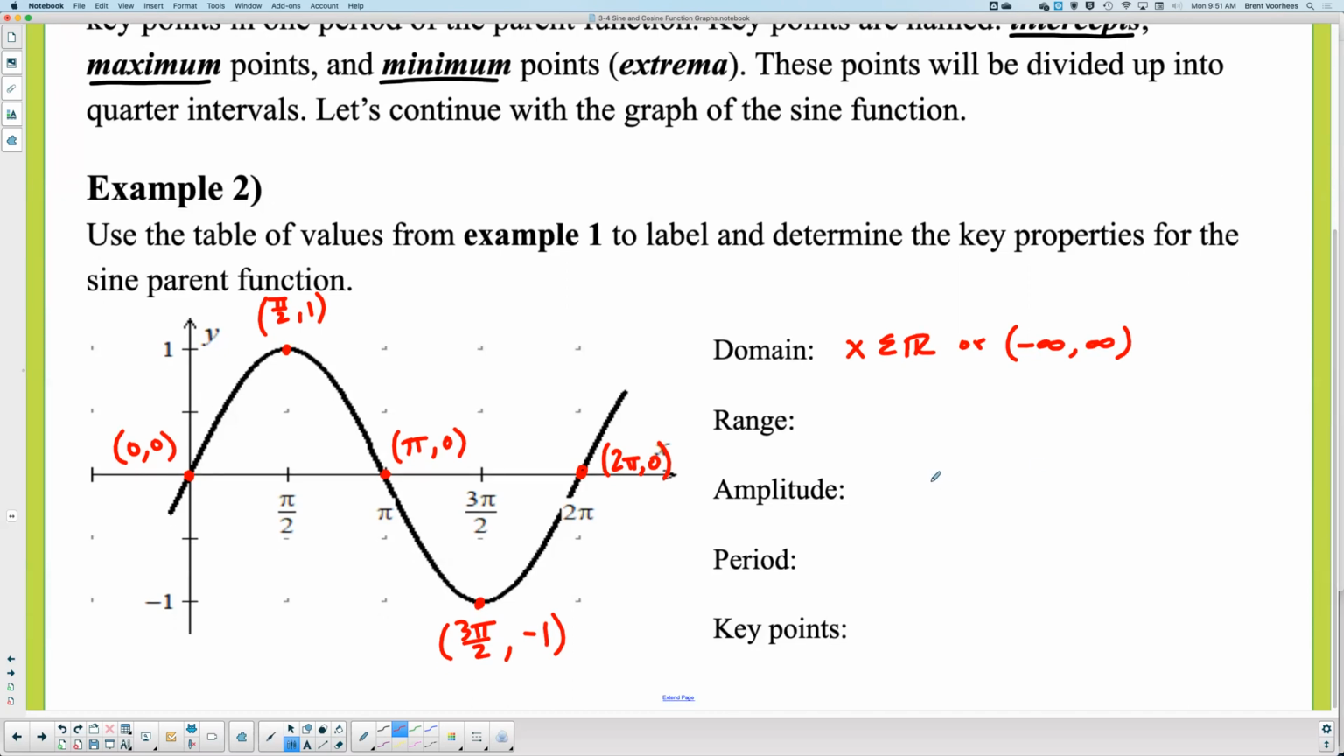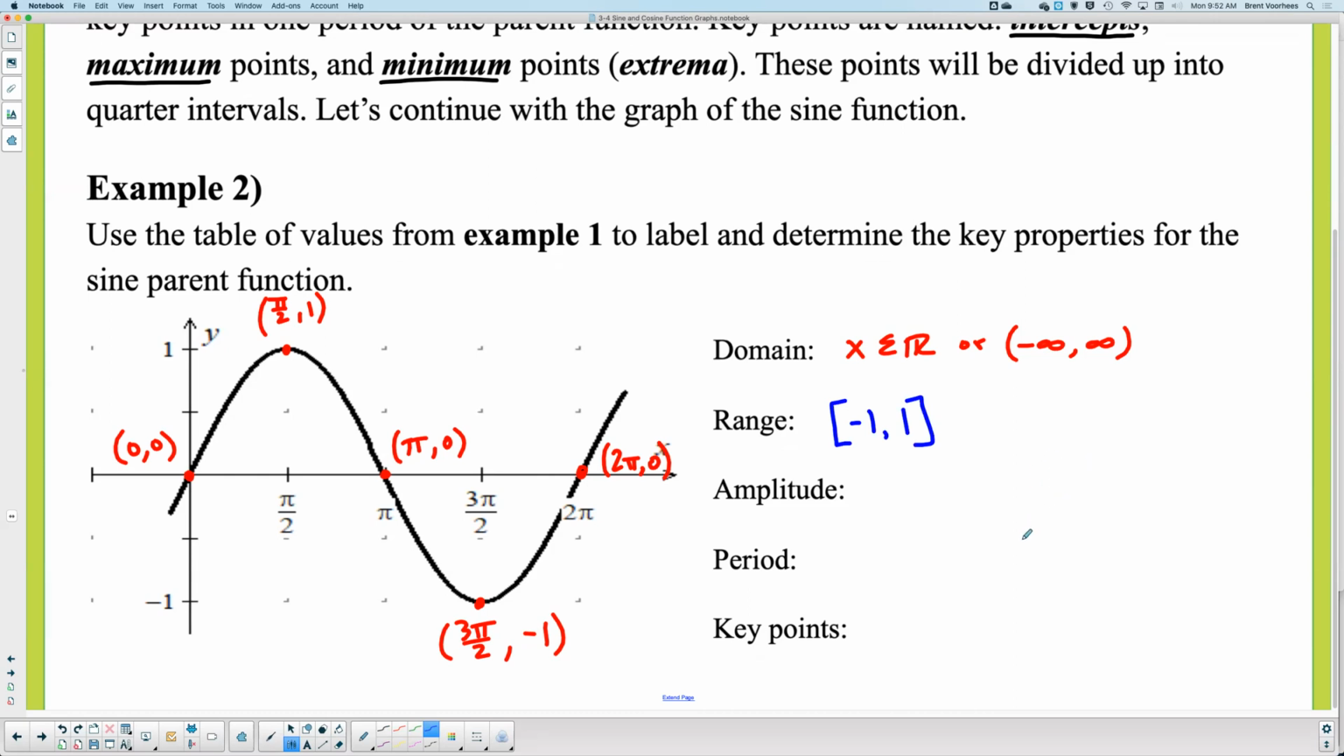Now it's range. I've told it to you at least twice. How low will a sine function go? How high will it go if it's just the parent function of sine? It'll go from -1. I'm going to put a bracket because it does attain the value of -1. It's a point, not an arrow. It's not an open circle. It's closed. And how high will it go? +1. Okay. The amplitude.